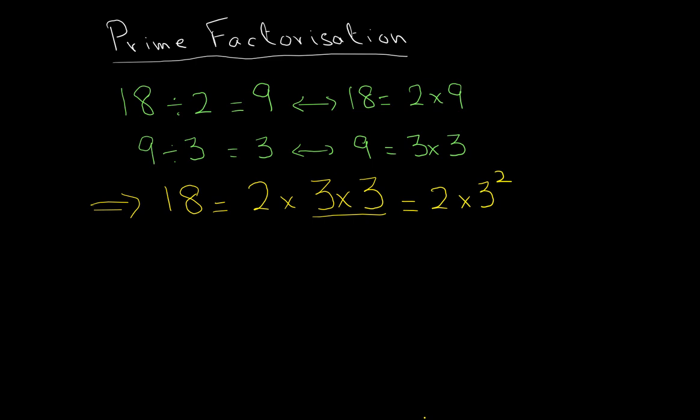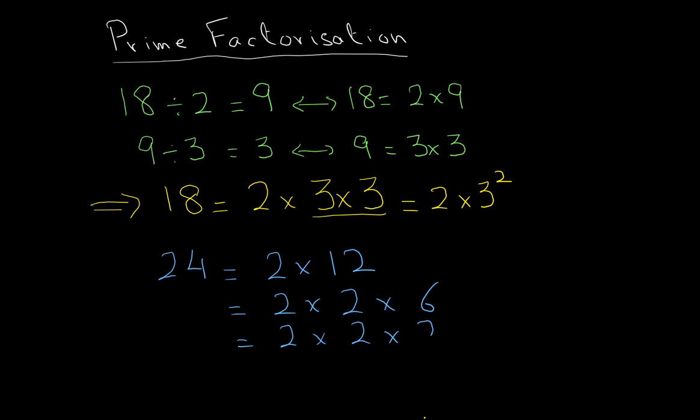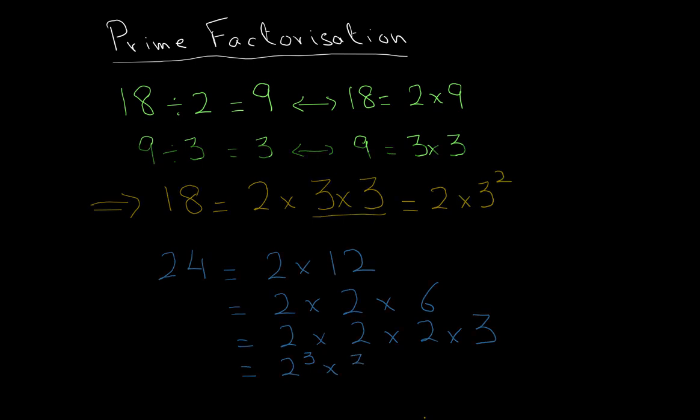Let's try another one. Let's try a number like 24. So I can write 24 as 2 times 12, and I can write 12 as 2 times 6, and I can write 6 as 2 times 3. So the prime factorization of 24 is 2 cubed times 3. Okay? So you're always dividing by the smallest possible prime and seeing how far you can go, and then you end up with a factorization which is called the prime factorization.